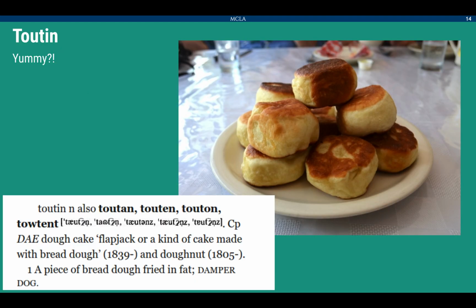Erin and I actually did have some Teutons when we were up in Newfoundland. It's a pretty cool part of northeastern Canada with a lot of its own dialect, obviously enough to have a huge dictionary. But that's a Teuton, and they are very hard. It's not a soft dough, it's something you could bang on the table.